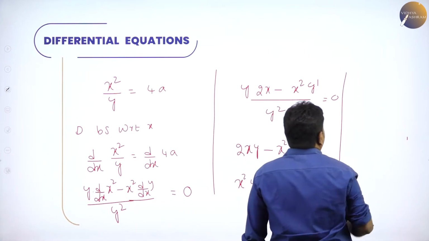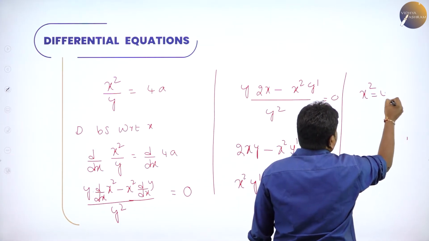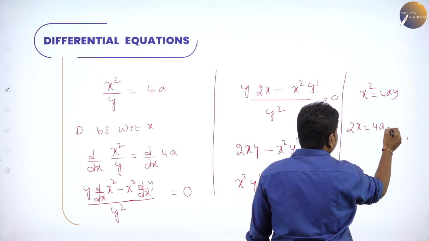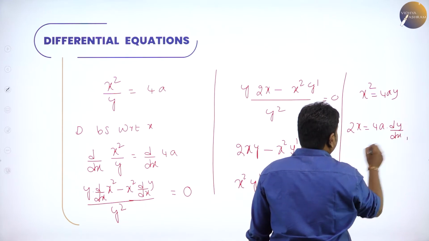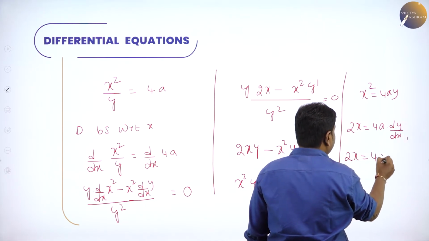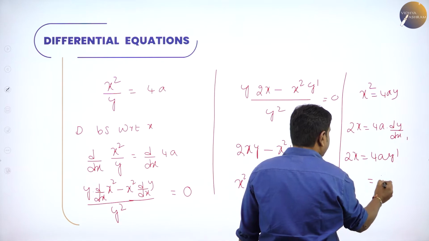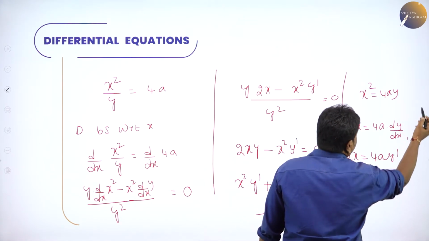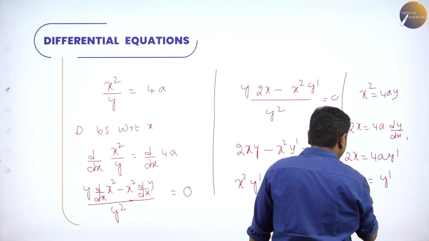See, they give x square is equal to 4ay as the parabola. Differentiate both sides. 2x is equal to 4a into dy by dx. Or can I say 2x is equal to 4a y dash. So y dash is equal to 2x by... 2x by y dash is equal to 4a.